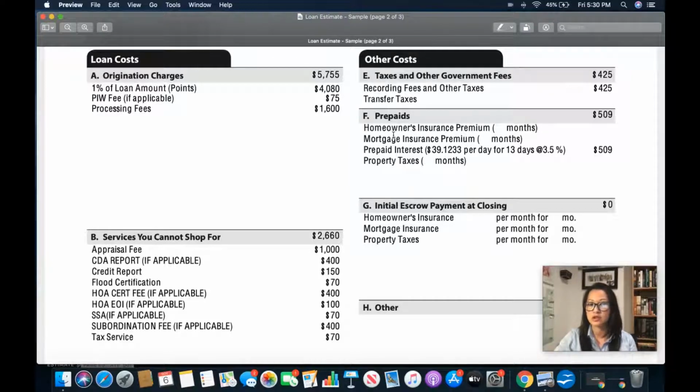Your prepaids are your homeowner's insurance, which you're going to end up shopping for. If you have a PMI or mortgage insurance, then that's associated with your loan. And if you have property taxes, they're also going to estimate that. And again, your property tax is not negotiable. So if they put in a higher estimate for these, you're going to see your closing costs pulled higher. And that might not necessarily mean that that lender has a worse rate than someone else.